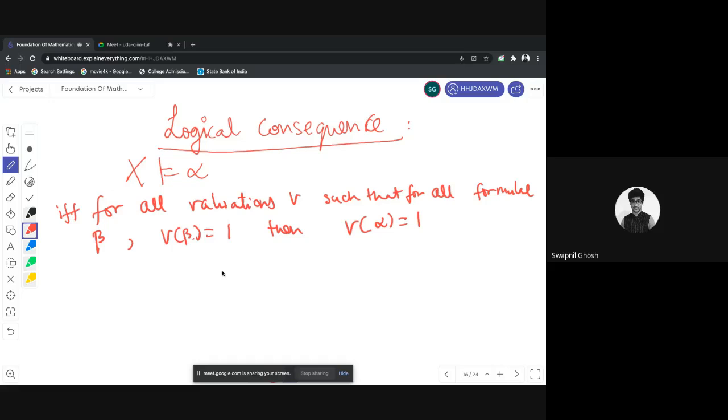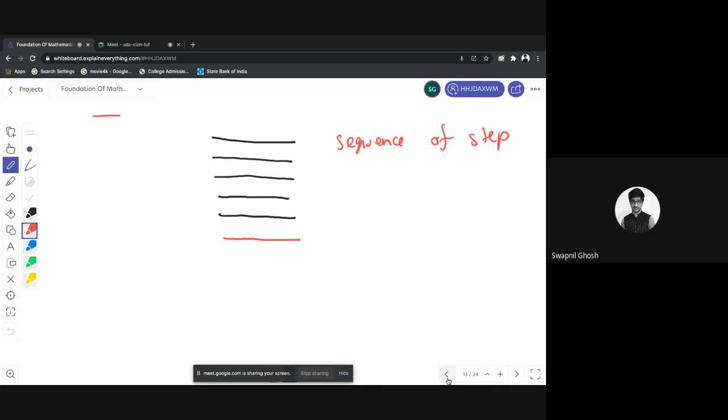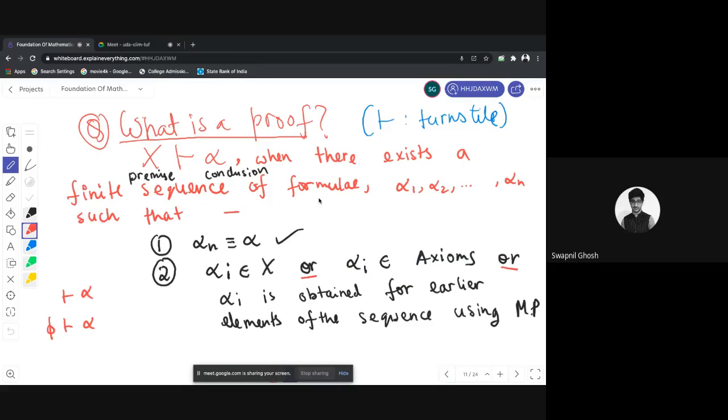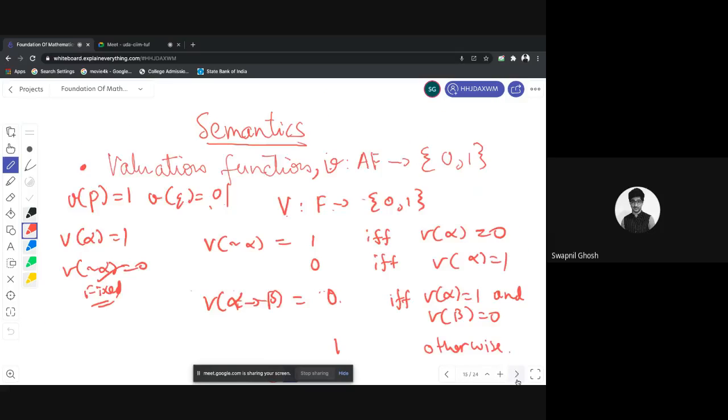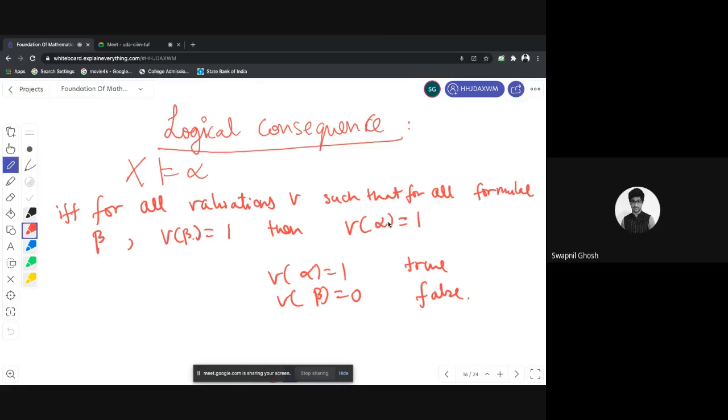Now, what I mean by true is, if v of alpha is given 1, then we say true. If v of alpha or beta is given 0, then we say it's false. Okay. So notice that this definition has nothing to do with the definition of provability of proofs that we gave over here, where we wanted a finite sequence of formulas such that this happens, right? So this has nothing to do with that, at least one might not guess.